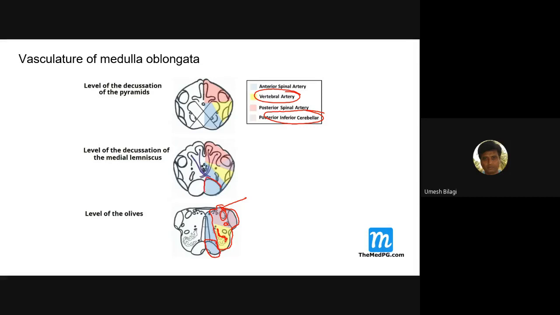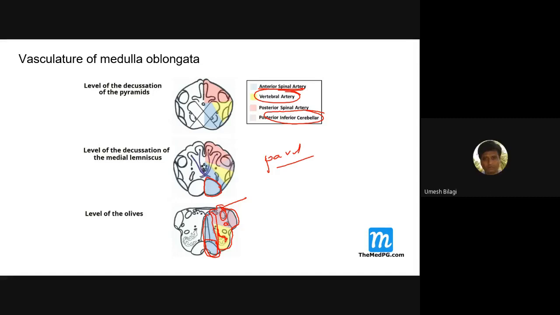Pyramids are supplied by the anterior spinal artery. So in lateral medullary syndrome, if the pyramids are spared, what do you expect? Paralysis or no paralysis? If the pyramids are spared, do you expect paralysis, hemiplegia, or not? Am I confusing you?